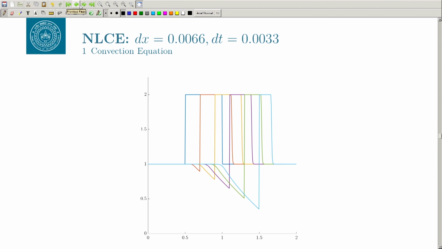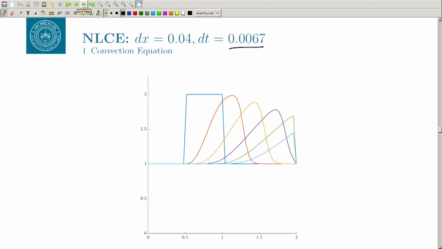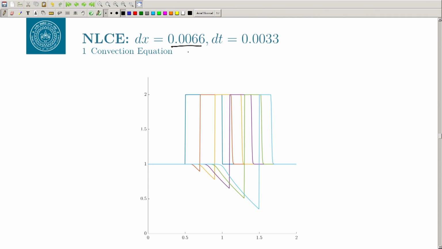So, here I have refined the grid a lot. Earlier it was 0.0004 and now I have made it 0.0066. So, I have reduced the dx, but kept the dt the same, 0.0033. So, although we do not know the value of the CFL number, it is basically disobeying the CFL condition or the Courant number condition. That means your dt by dx is becoming greater than 1, or more precisely u dt by dx is becoming greater than 1.